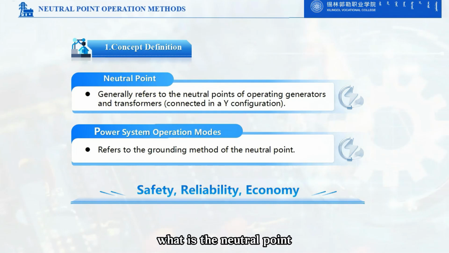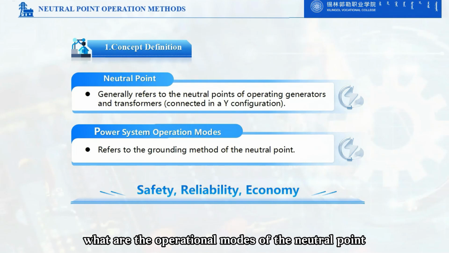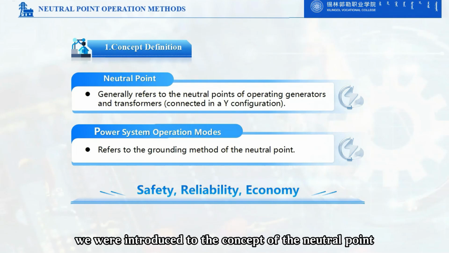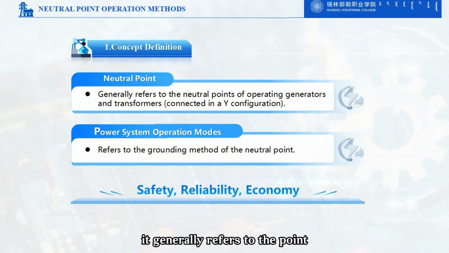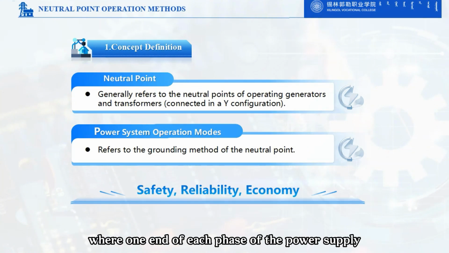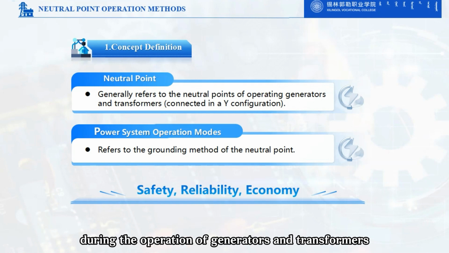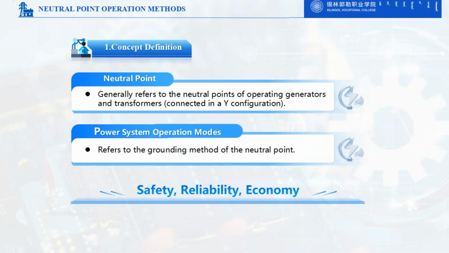What is the neutral point? What are the operational modes of the neutral point? In the basic electrical engineering course, we were introduced to the concept of the neutral point. It generally refers to the point where one end of each phase of the power supply or load is connected together in a star configuration during the operation of generators and transformers. This point is the neutral point.